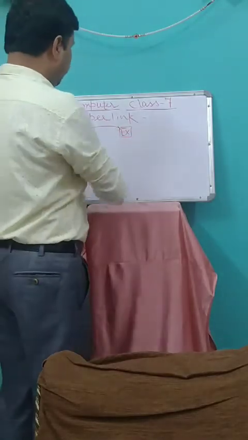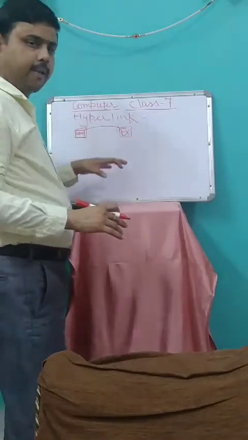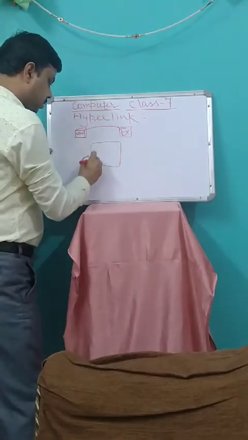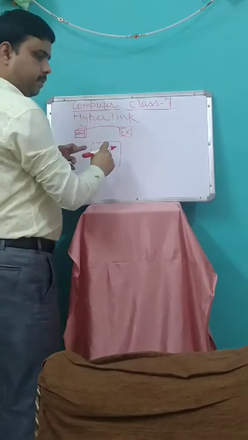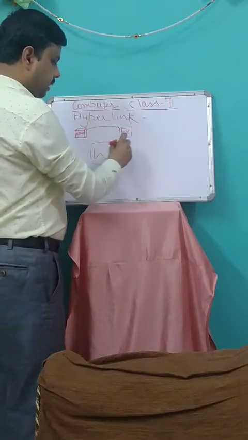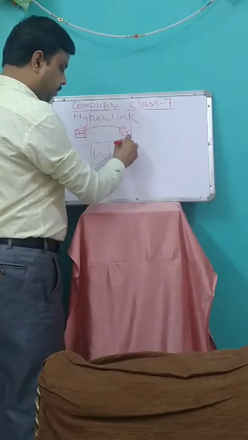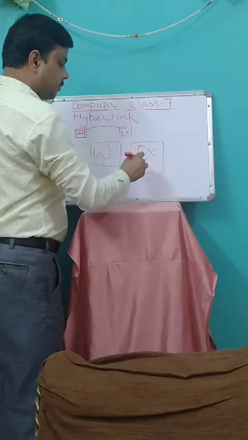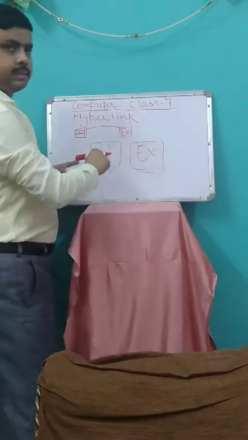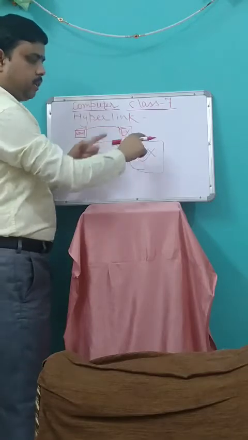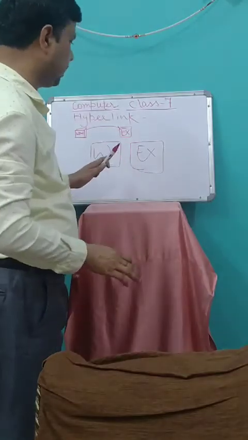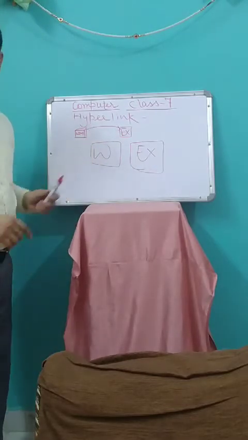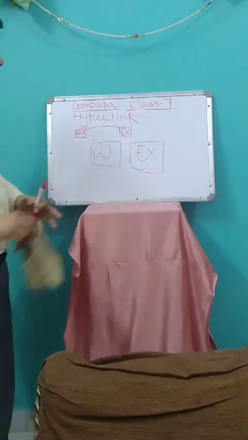Easily we can move. Means now at this time we are working in MS Word file, and when we are using hyperlink, in the place of MS Word, MS Excel file will open, because this is the link from MS Word to Excel. Is it clear? Any problem? Next thing, class. Yes, any question?